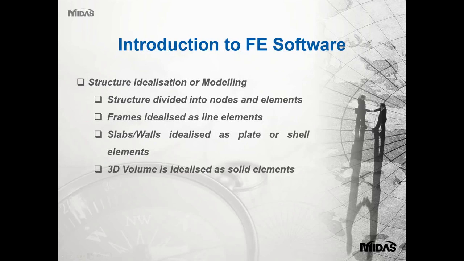Okay, so for any finite element software, today we'll be focusing on Midas Gen. For any finite element software, we idealize the structure, or we call it modeling. The modeling is done based on dividing the structure into nodes and elements. So if your structure involves frames, then it will be idealized as line elements. If your structure has slabs or walls, they will be idealized as plate or shell elements in the finite element model. And if you have a 3D volume, they will be idealized as solid elements, which are basically tetrahedral or hexahedral elements.